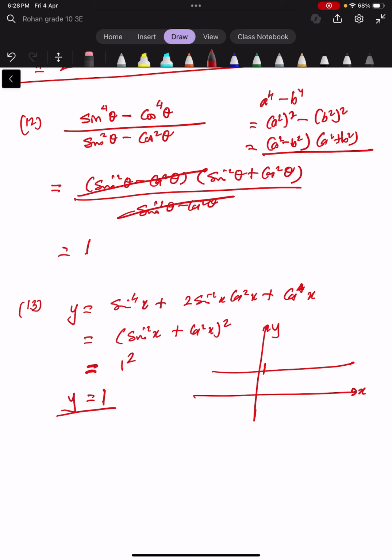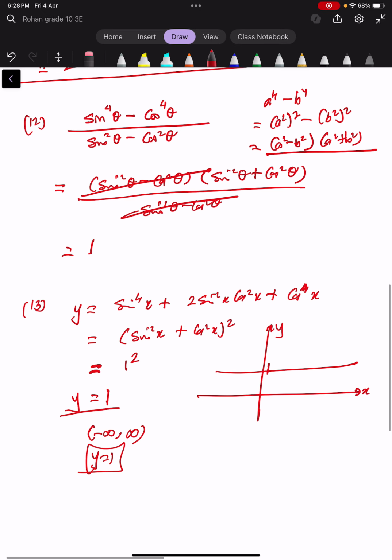Okay, I'm understanding. So what is the domain of this function? Minus infinity to infinity. Range would be just 1. What other function could have the same graph? y is equal to 1. Right, use the trigonometric relationship. We showed it.